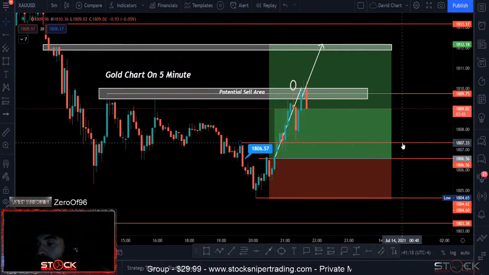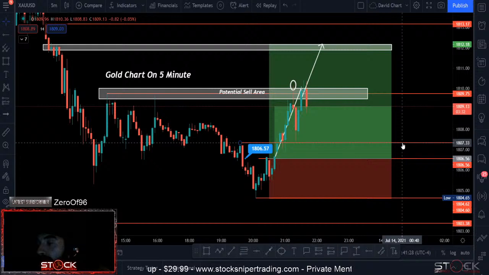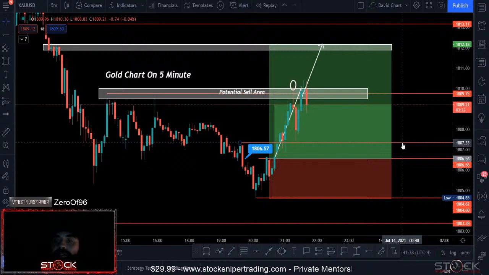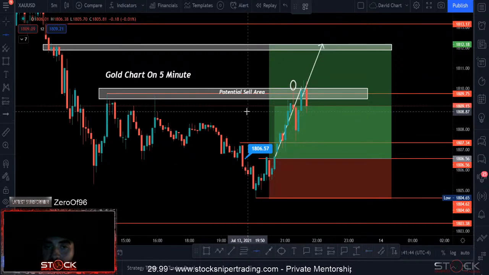I got in another small little buy. This one was a very small one, just because I'm waiting to see if it's going to really reverse. I'll take my loss 100%. But if it doesn't and this pays off, it'll potentially be really nice. I got in at 1809.18. So let's just see where we're at here. I'll draw this so you guys can see.